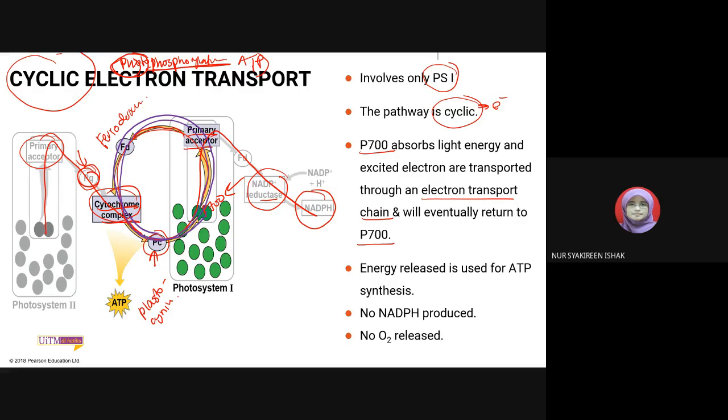Okay. So the energy released is used for the synthesis of ATP. Kan? So as the electron travels, it releases energy to synthesize ATP during chemiosmosis. Okay, chemiosmosis. So tak ada penghasilan NADPH, tak ada melibatkan oxygen release. Okay, sebab dia hanya melibatkan photosystem 1. Photosystem 1 tak ada berlaku photolysis of water. So maksudnya tak akan ada release of oxygen molecule.